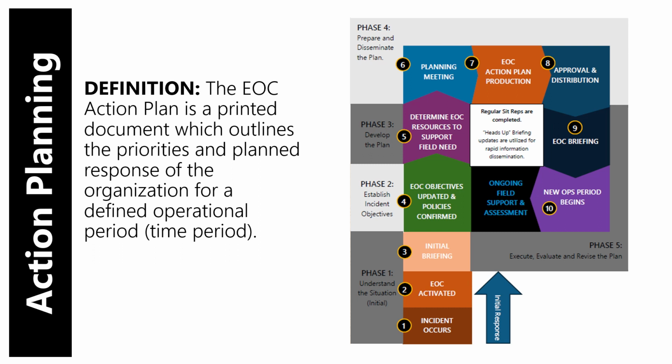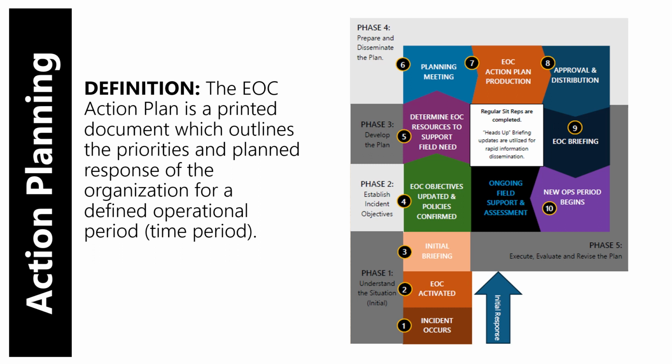So the EOC action plan, or what's known as the EAP, this is different from an incident action plan, an IAP. The incident action plan is usually produced at the field level, and they're looking at more of the tactical and immediate affected area. Whereas with an EAP, we're trying to develop an overall strategy, and we're trying to prioritize how the EOC is going to support the field.